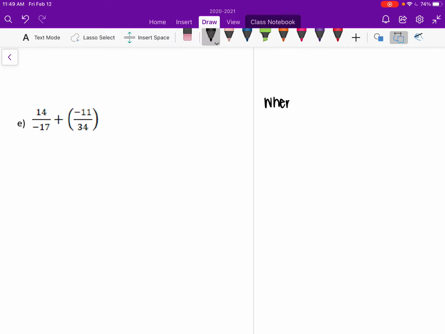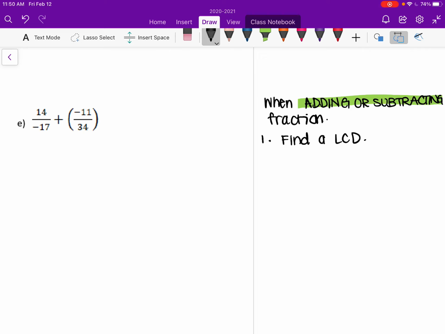When adding or subtracting, and this is only when adding or subtracting, not multiplying and dividing, but when adding or subtracting fractions, follow the following steps. Step 1, find a lowest common denominator. Convert all fractions so they have the lowest common denominator.